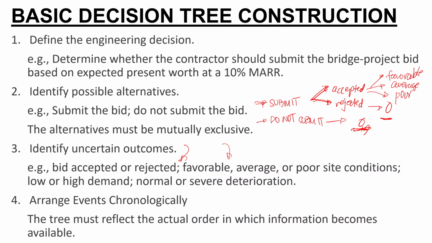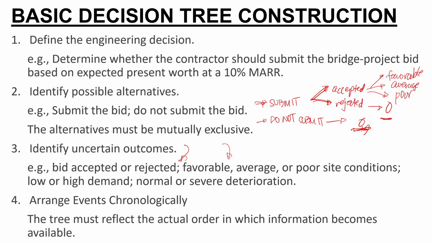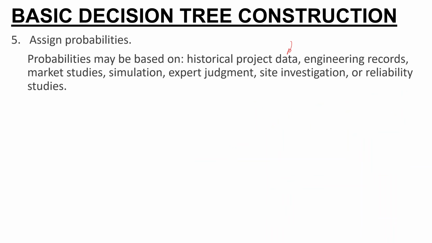And the next is you assign probabilities based on historical data, engineering records, and others. So after determining, let's say this one, we have our accept or reject, right? Favorable or average or poor. And you assign your probabilities. Let's say the favorable site conditions is at 20%, average is at 60%, and poor site conditions is at 20%, something like that. And the probability should be based on study, site investigations, reliability studies, historical project data.